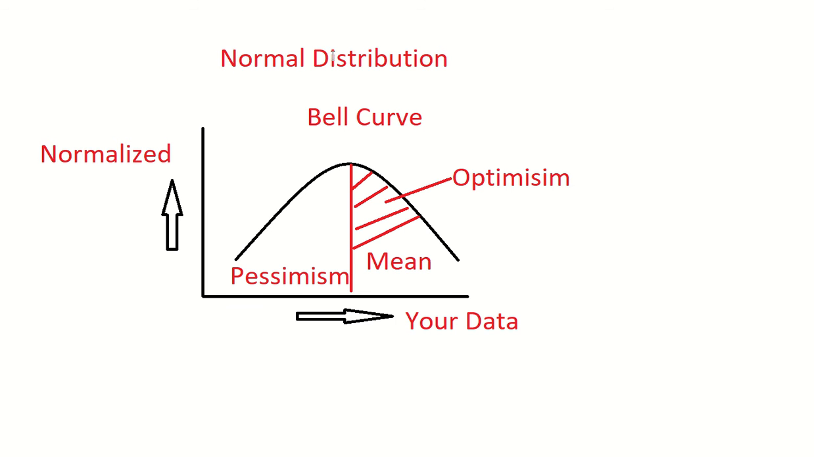Regarding normal distribution as a name, distribution here represents nothing but the laying out of your data around the mean of the data. Why do we call it normal? It is because we are normalizing the data before we represent it on a graph.